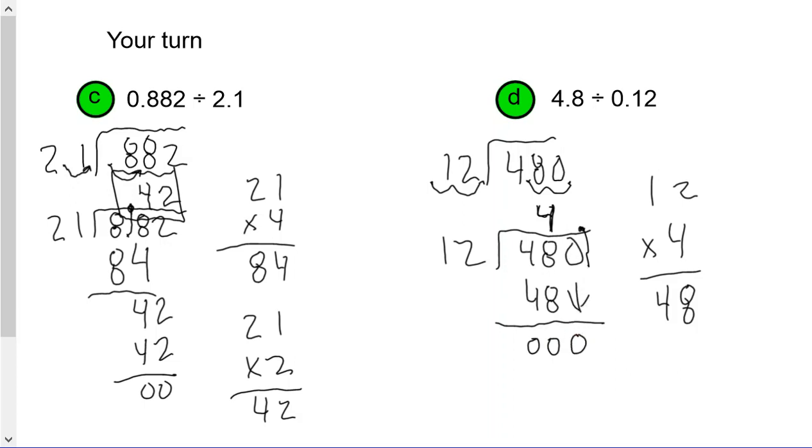So our answer is done, but is 480 divided by 12 only 4? No, 48 divided by 12 is 4, but 480 divided by 12 would be 40. So make sure you can multiply that number by 10 to get to 480. So our answer would be 40. So 4.8 divided by 0.12 or 12 hundredths is 40.